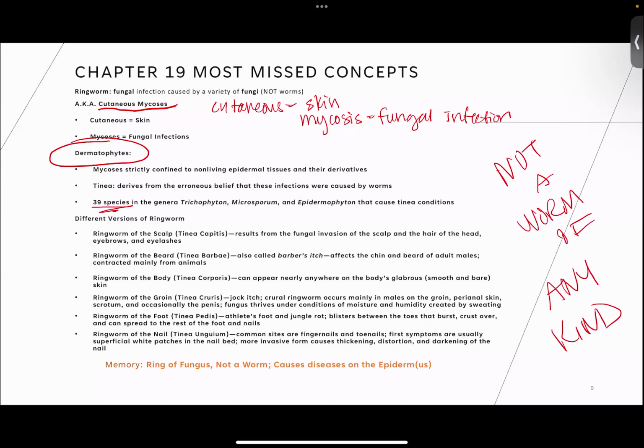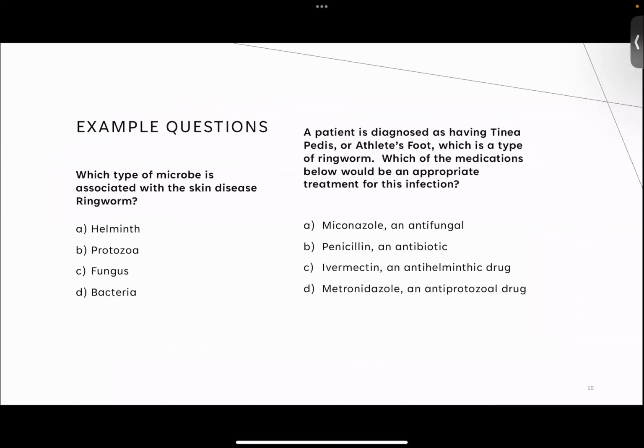Okay, so our little memory thing for this one was ring of fungus, not a worm, causes disease on the epidermis. Okay. So it's not a worm. There's a little rhyme for it. First question for this one. Which type of microbe? So this is a very common sort of question that we'll have on the exam. Which type of microbe is associated with the skin disease ringworm? And we've already talked about how it's not a worm. Helminths are our parasitic worms.